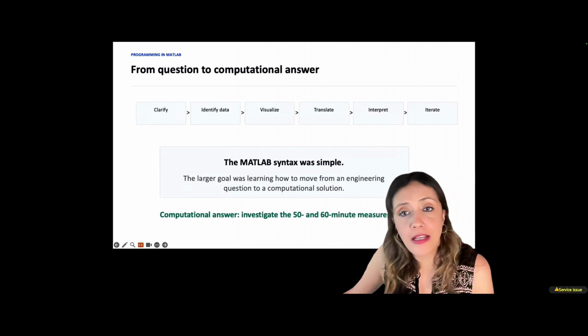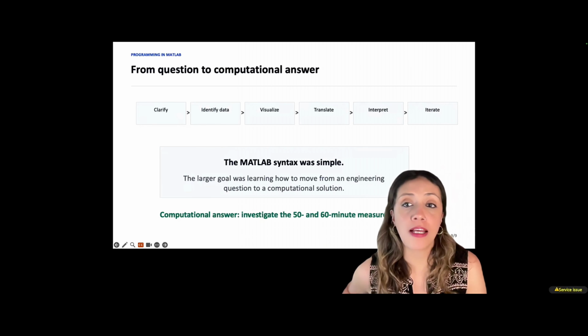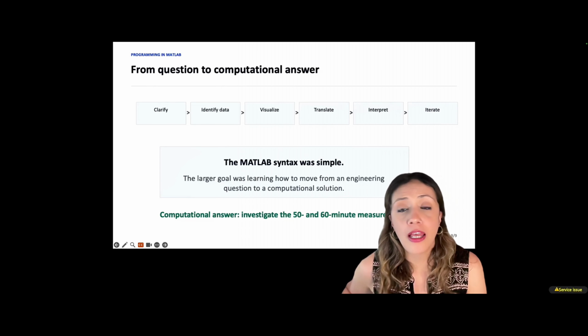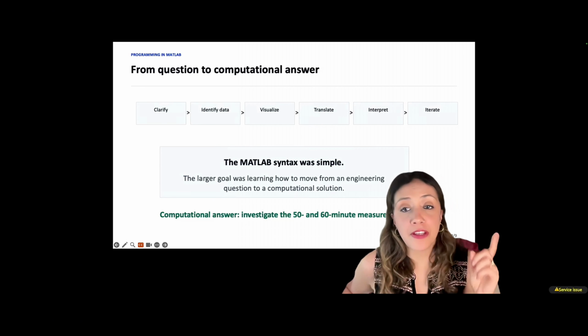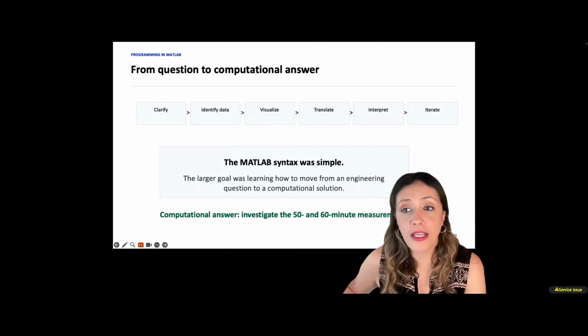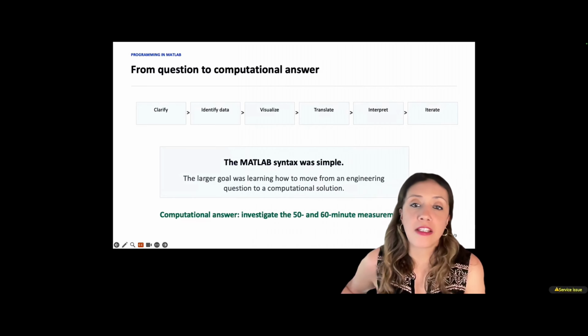So in this test, our computational answer was that the battery temperature exceeded 50 degrees Celsius at the measurements taken at 50 and 60 minutes. And more importantly, we practiced using MATLAB as a tool for engineering reasoning, not just as a set of commands to memorize.